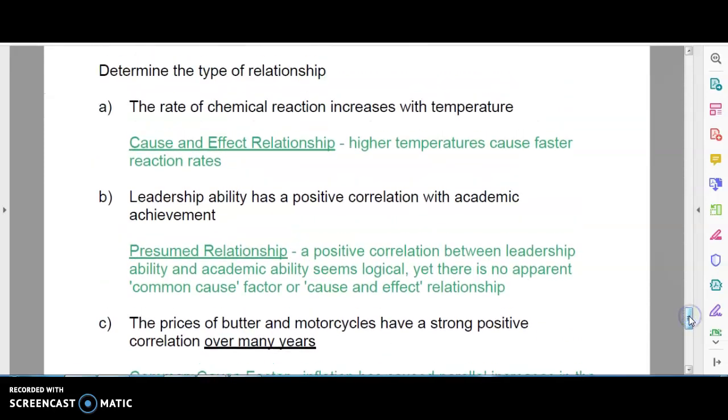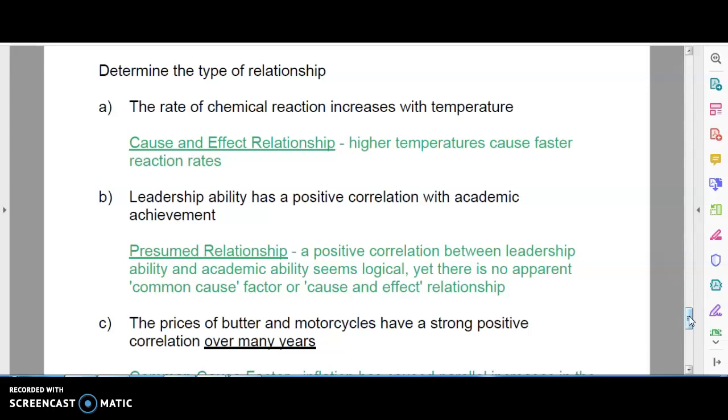Determine the type of relationship. The rate of chemical reaction increases with temperature. So that is your, I guess, simple cause and effect. Higher temperatures cause faster reaction rates. Okay, so a change in temperature causes a change in reaction rates.